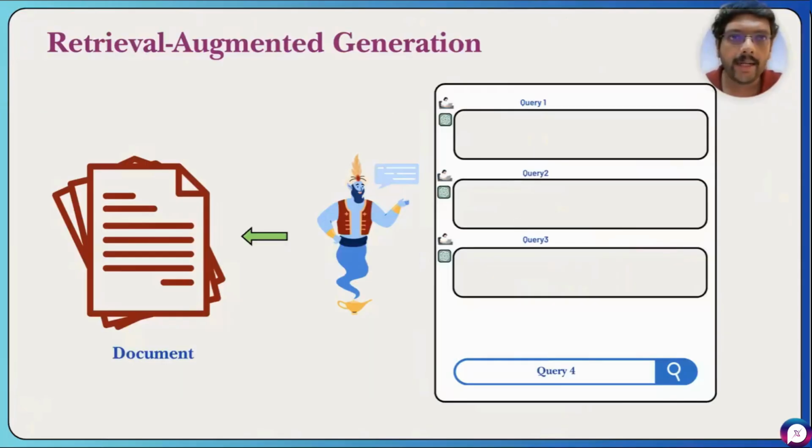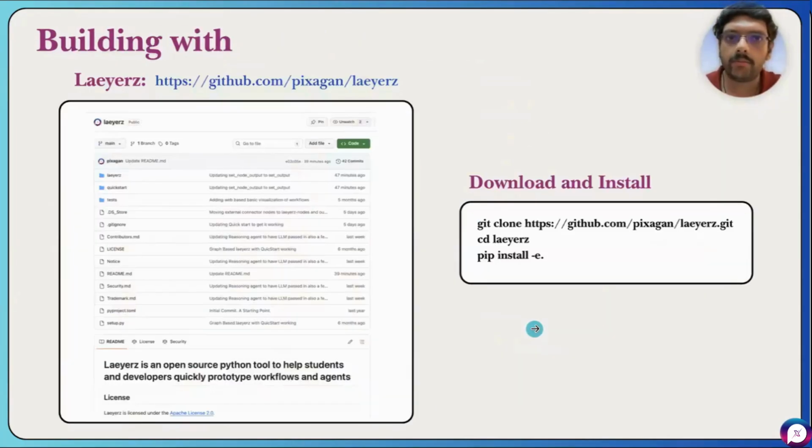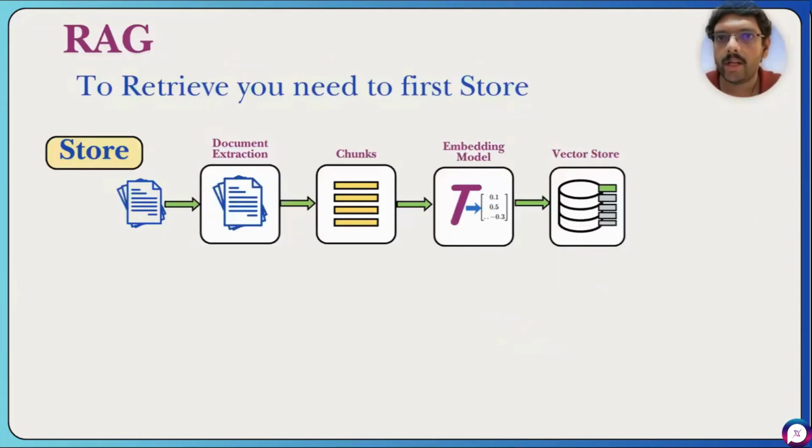So how are we building our document chat example, like I just showed you in the demo? What you want, as I said, is a document that you can ask questions to. So, the repository we're going to use for this is Laeyerz. You can check it out on GitHub, and we'll get to this when we start coding. It's a small workflow repository we've put together to make it easy to build workflows and agents.